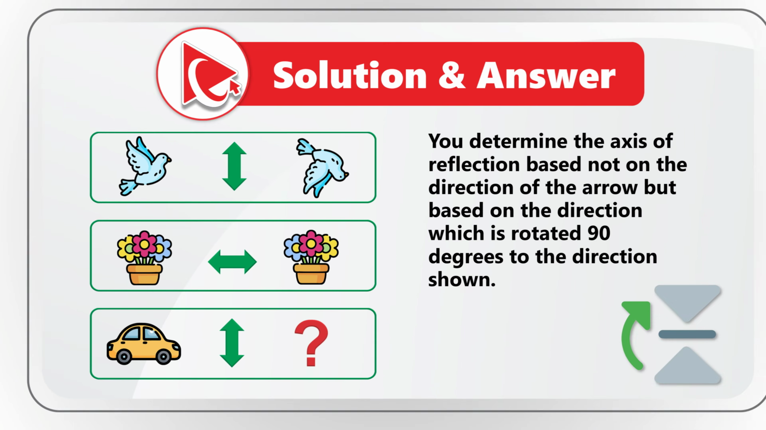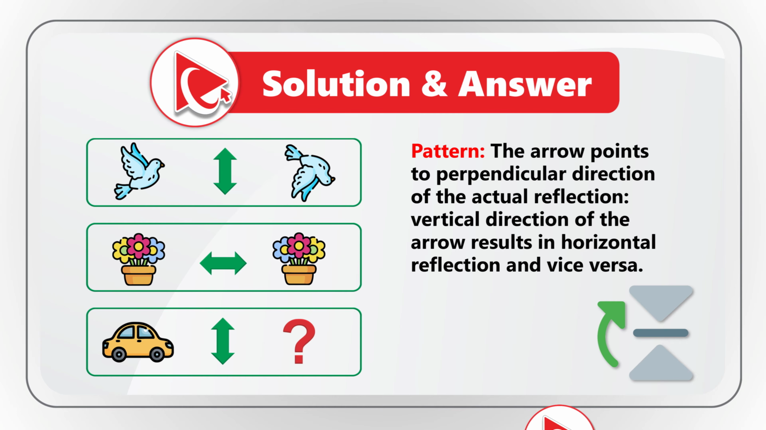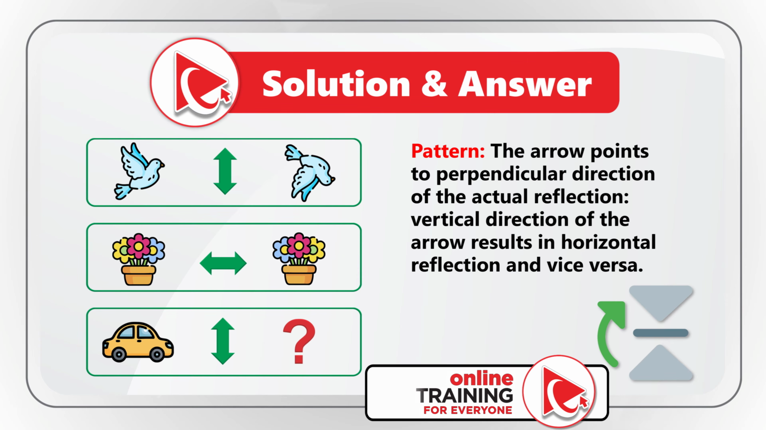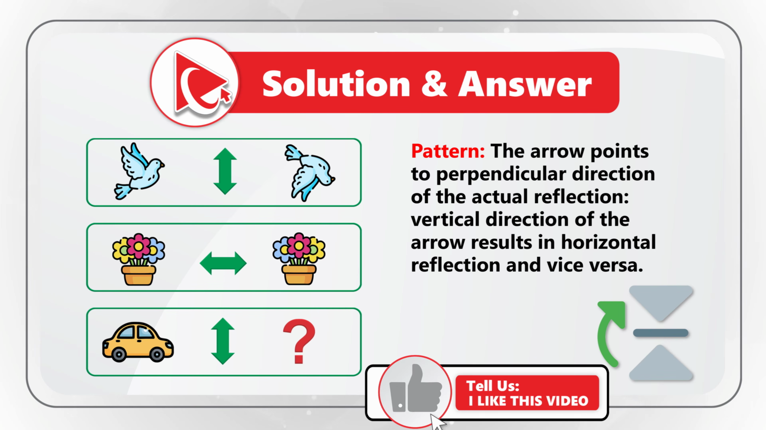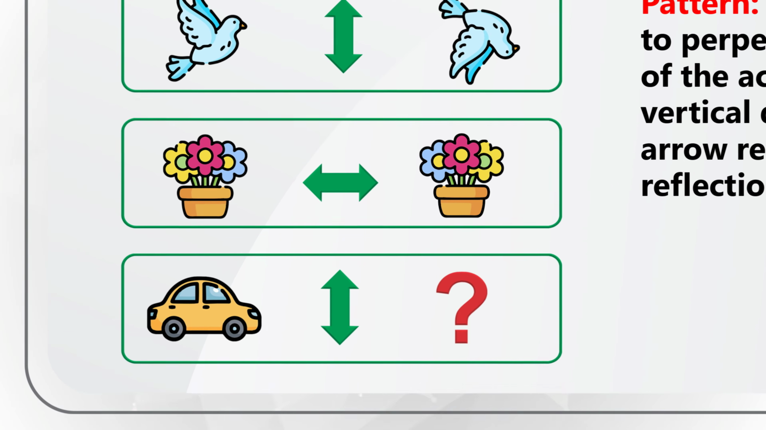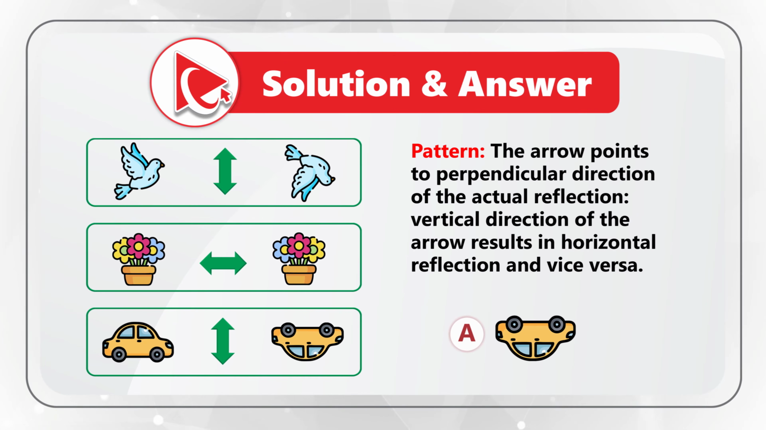So the pattern here is that the arrow points to the perpendicular direction of the actual reflection. For example, vertical direction of the arrow results in horizontal reflection and vice versa. Let's look at the third row to get to the correct answer. Because the arrow goes from top to bottom, we need to use horizontal reflection, which means that the correct answer here is choice A. Did you get to the same answer? If not, please make sure to post your answer and rationale in comments.